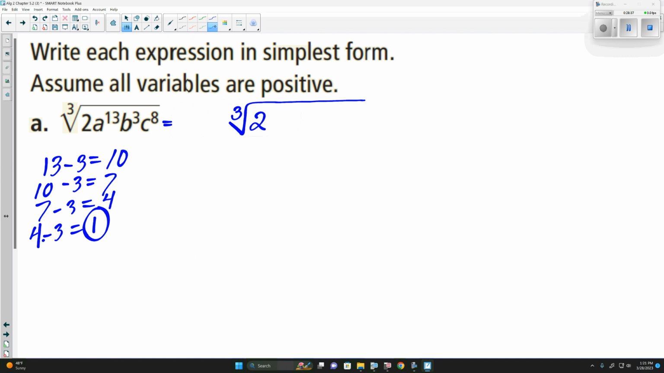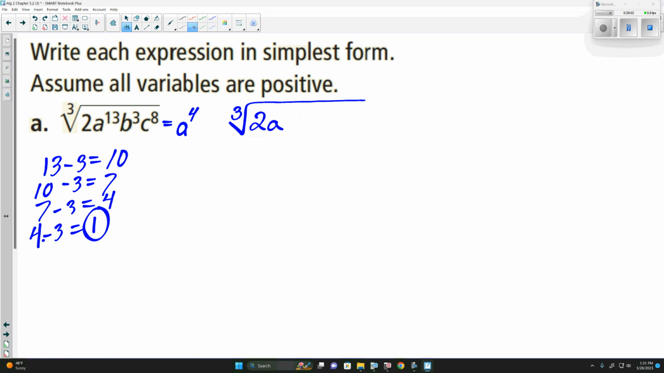So on the outside, we're going to have a to the 4th, because we can take it out 4 times. We can take 4 groups of 3 out. How many are left inside? 1. Because when we do our subtraction here, we have 1 left over. So it's 4 and 1/3, and the 1/3 is our cubed root.